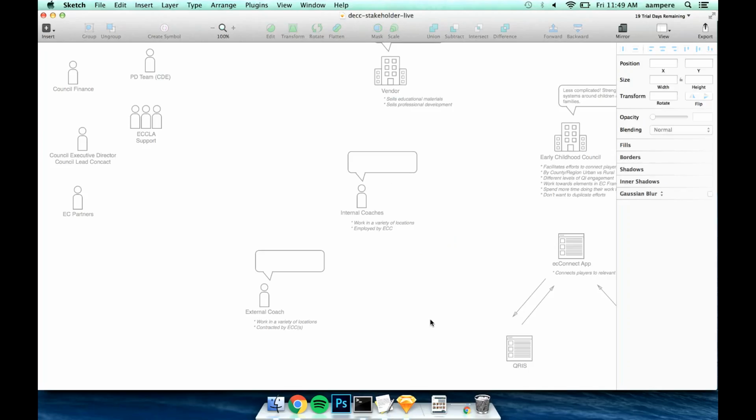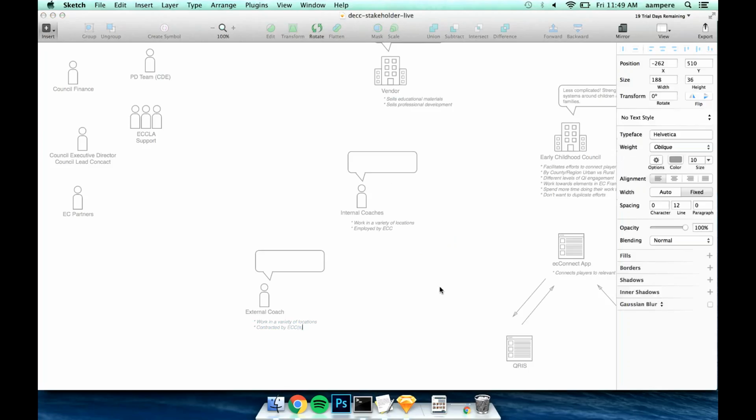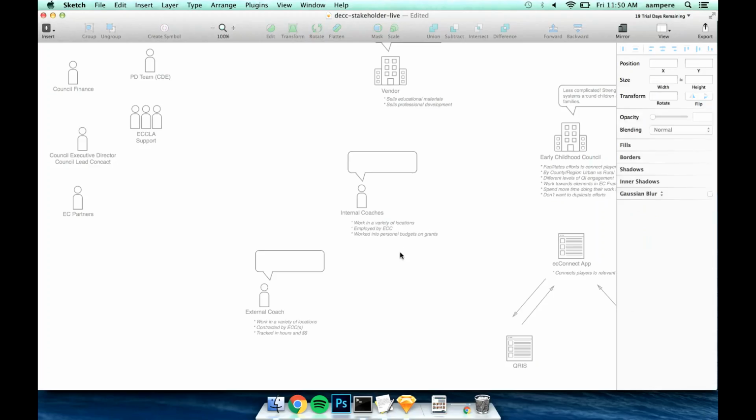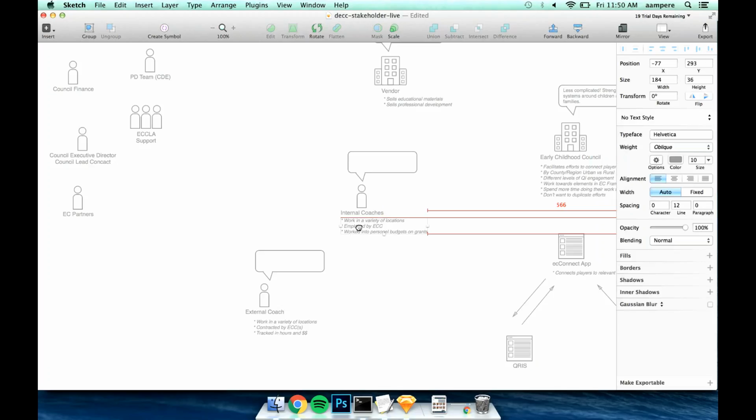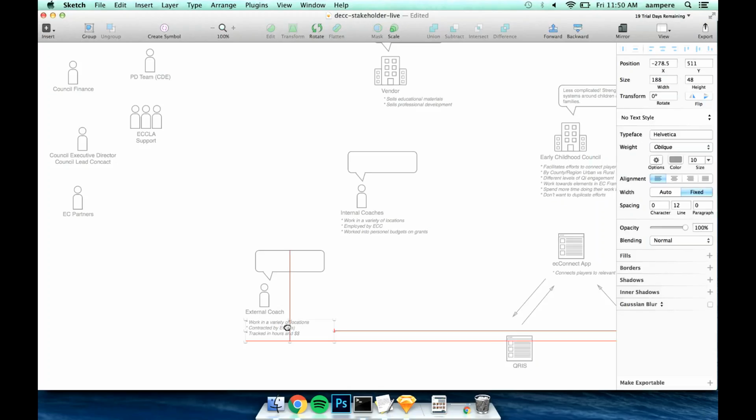For coaching, external coaches are tracked in hours and dollars because they're contracted amounts that we pay our contractors for. Internal coaches are worked in, or were traditionally worked into personnel budgets on grants, which is also going to look different next year and may be more associated with dollars. So if we were to combine internal and external coaching, we'd have to pick: are we tracking coaching in hours and dollars or just in hours? And what are the issues we're going to run into by doing that?